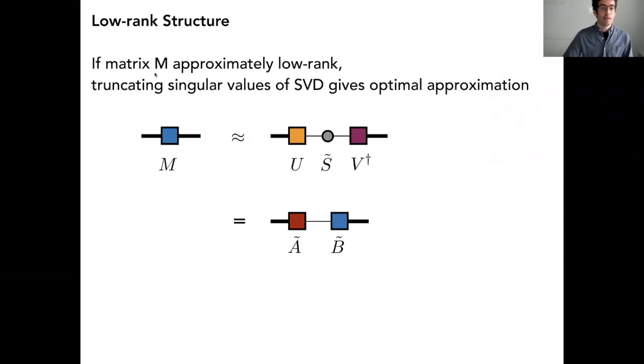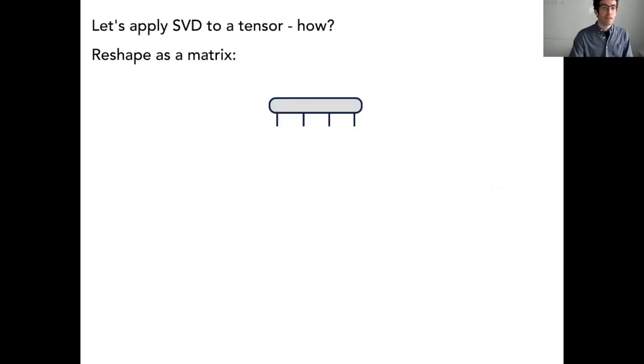So if this is a bit circular, but if M is approximately low rank, then truncating singular values of the SVD gives an optimal approximation, optimal under various norms. There's more than one different norm under which this is an optimal compression of this matrix. So that's the idea of low rank, through the SVD. So now let's take this really powerful tool that you can always apply to any matrix and gives you all these nice properties of a controlled compression, and let's apply it to a tensor.